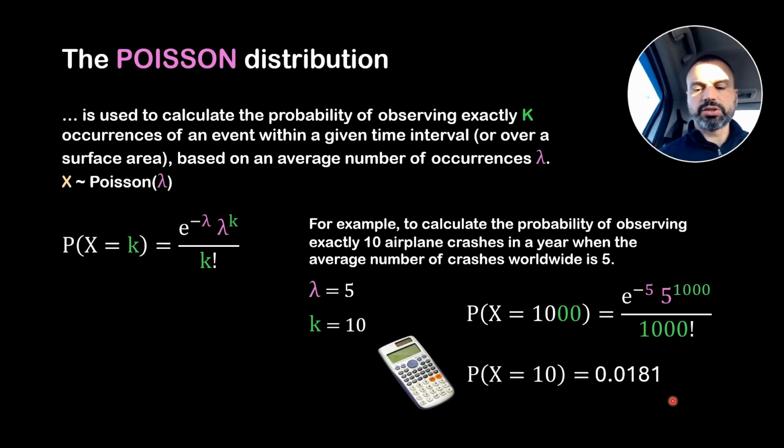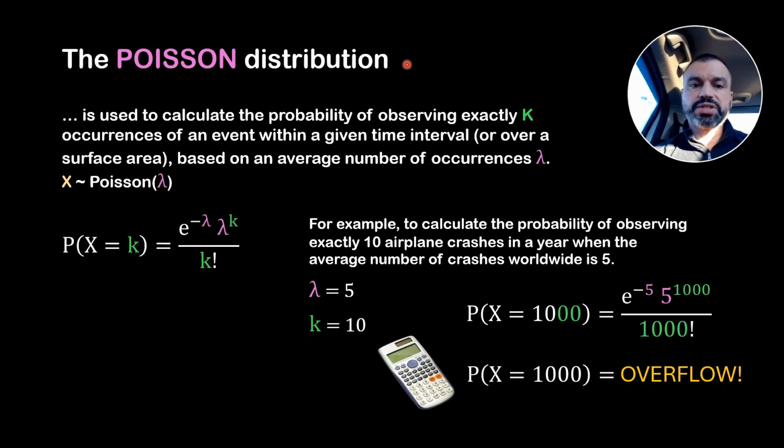So you're going to get an overflow if you're using a basic calculator, if the values of lambda or k or both are large. This is inevitable. You're going to get an overflow. So you should use the programming languages R or Python instead, because these come with math packages that can handle these types of calculations. This is the end of the video.